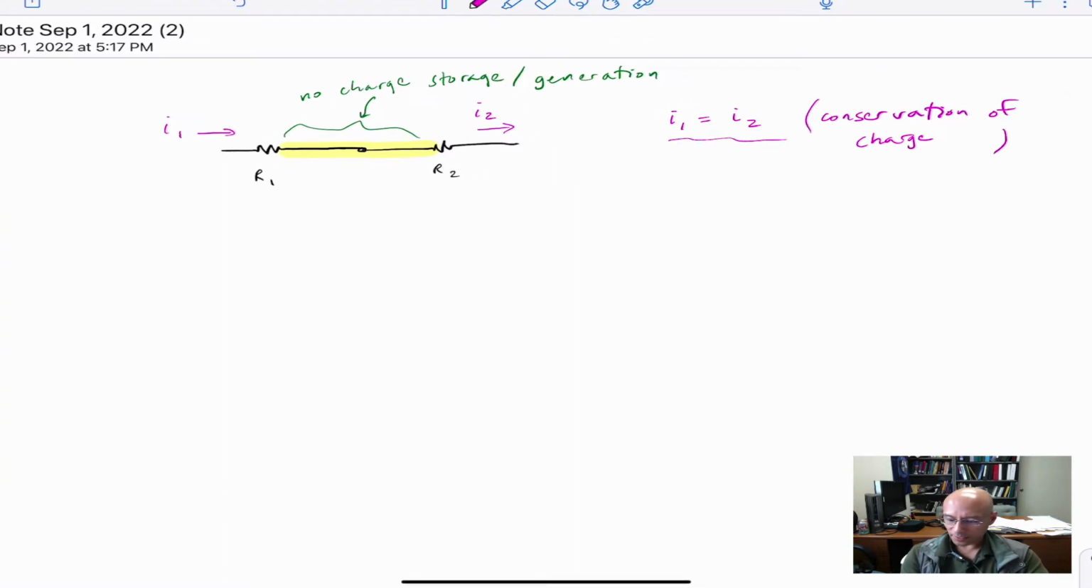So this is an important relationship, and we'll generalize it. There are several ways to generalize this, and the first way we'll say it is in terms of currents entering. So all currents entering sum to zero. So let's write that out.